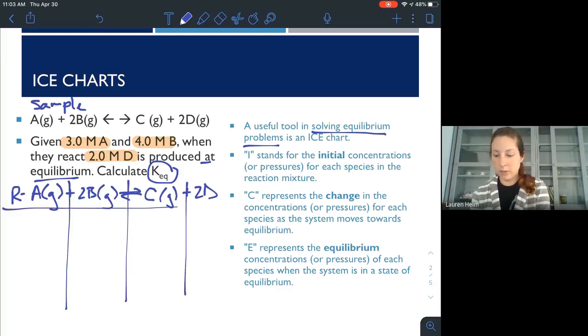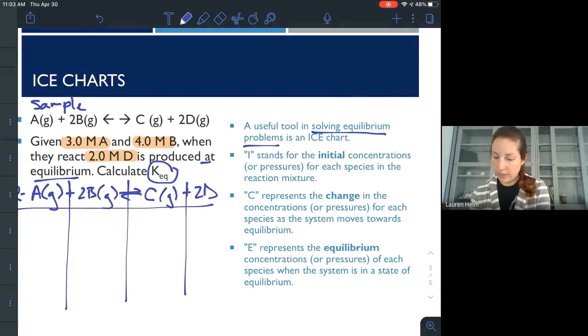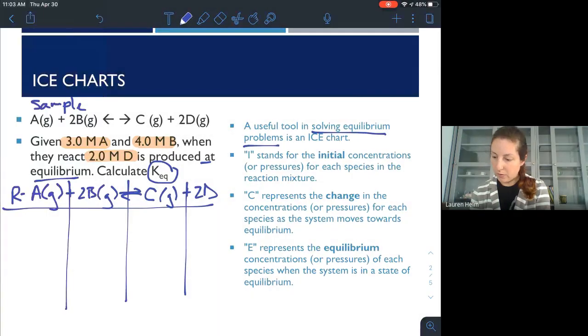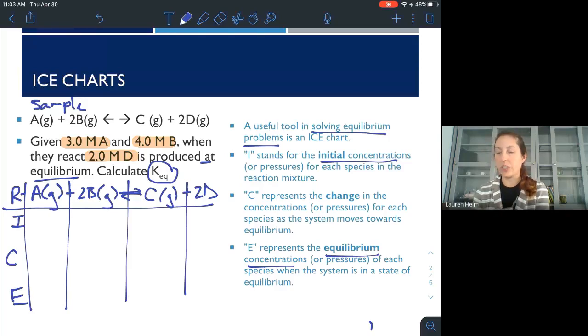So there's R. I is our initial concentration, so what we're starting with. C is how we're changing. And E is our equilibrium concentrations. So I is initial concentration, E is equilibrium concentration, C is how those are changing in the process. And I'm going to go ahead and finish drawing in my chart.